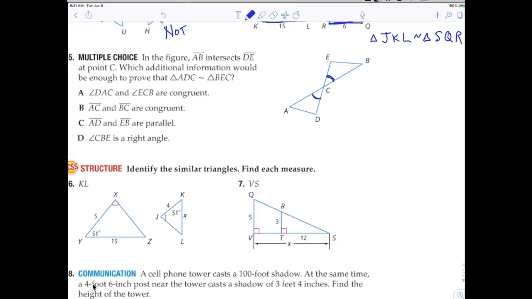If I show that angle DAC is congruent to angle EC, does that make sense? No, that definitely doesn't make sense.